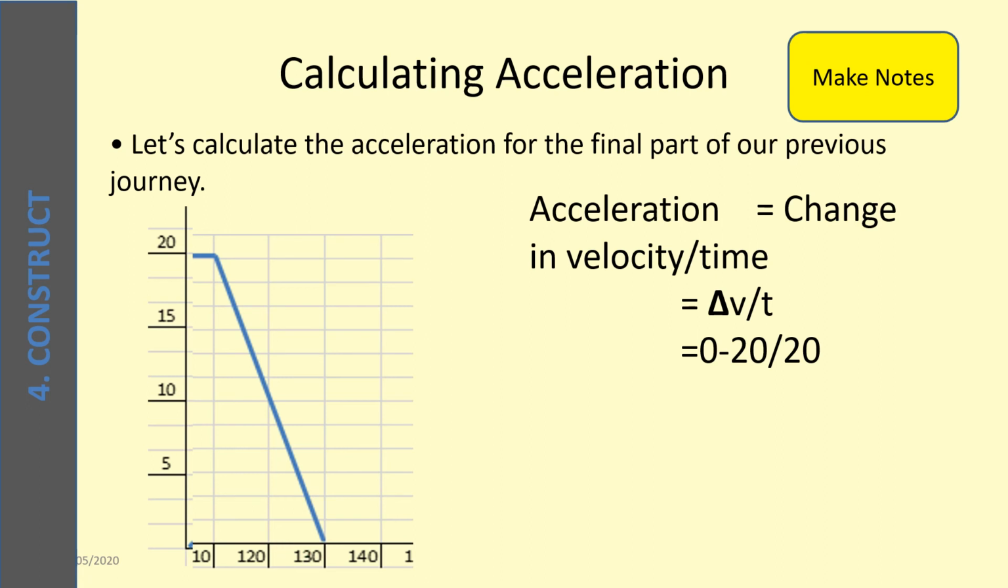So final velocity 0 minus initial velocity 20 divided by time 20. If you substitute your figures in, that gives you minus 20 over 20. Put that into your calculator, gives you minus 1 meter per second squared. Now the fact that the acceleration is negative is nothing to worry about. That just means it signifies that it's a deceleration. The object is slowing down. And that should be obvious to you from the graph because it starts at 20 meters per second and it ends at 0 meters per second. So it must be slowing down.